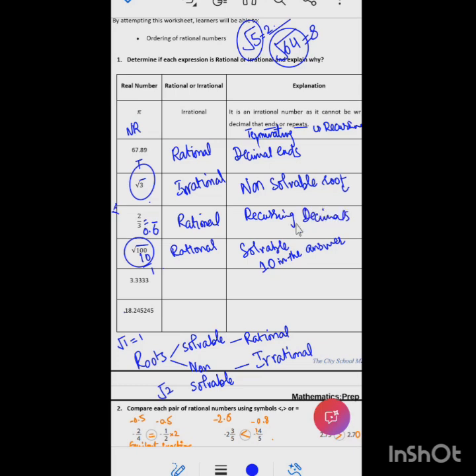What about 3.333? Ma'am, again, it's rational. So even if it's recurring or terminating, in both cases it is rational. What about the last one? 18.2452. Ma'am, it is recurring, so it is rational. Very right. It's also a rational number.